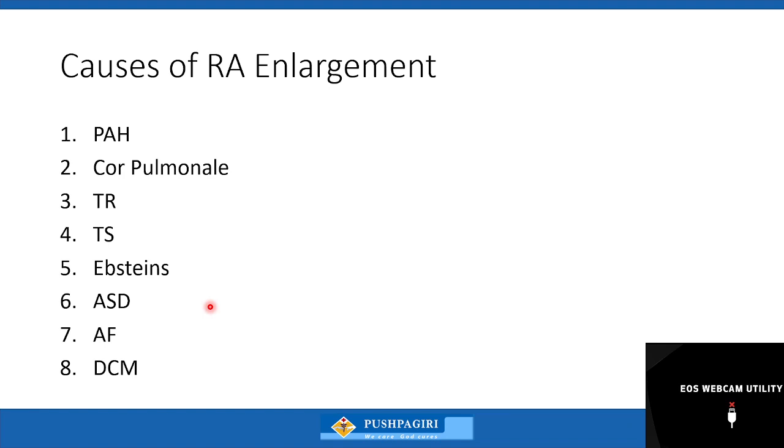Right ventricular failure. So what we should remember is that EMF is not available in LR. EMF is not available in LR.